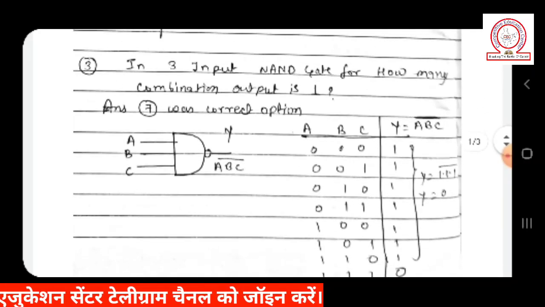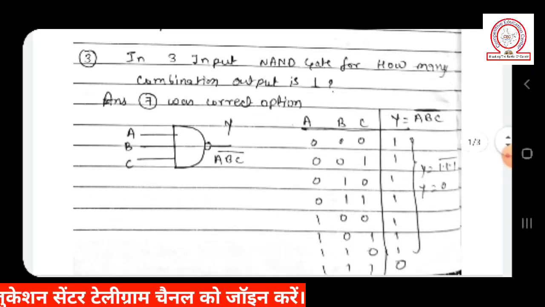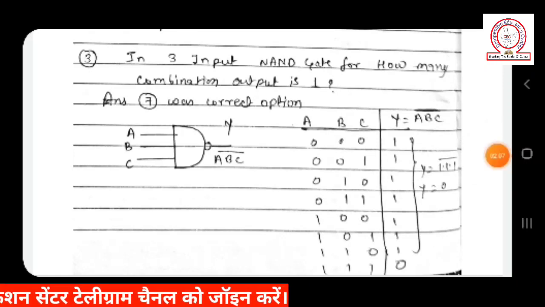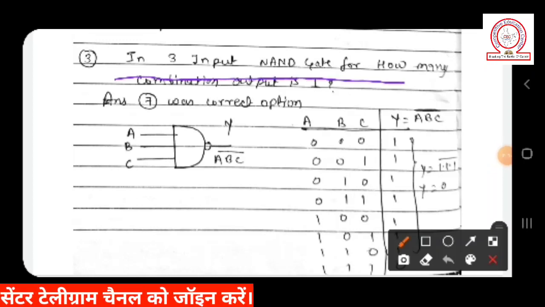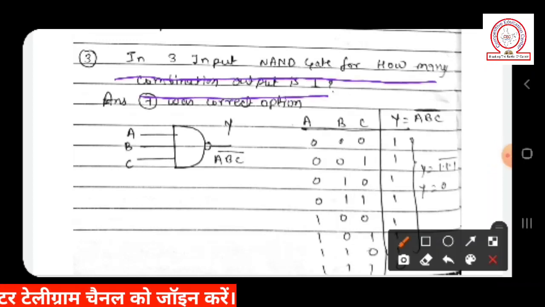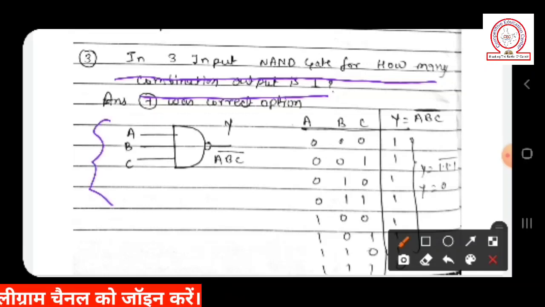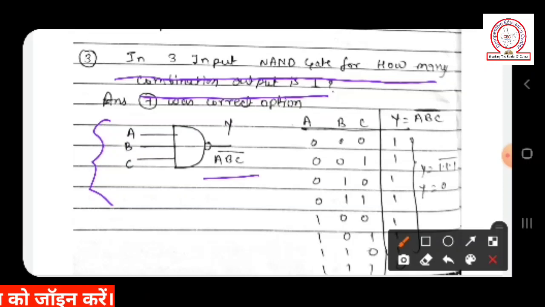Moving on to the next question. Question number 3: in a 3-input NAND gate, for how many combinations is the output 0? So let's take a NAND gate with 3 inputs. The output of the NAND gate is (A dot B dot C) inverse. Now we will take the combinations. So 0 0 0 gives 1, and 0 0 1 gives 1.